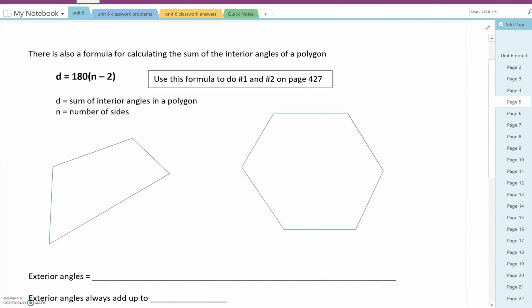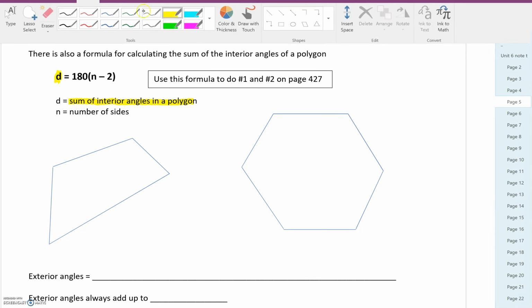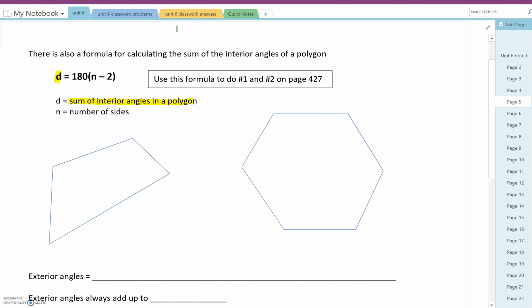There's also a formula that you can use, and some of you will like the formula better than drawing diagonals, and that's fine. Either way works. The formula for figuring out how many degrees there are inside of any polygon looks like this: D equals 180 times n minus 2. D is the answer, the sum of the interior angles within a polygon, and n is the information you need to know to figure that out. So n is going to be the number of sides.